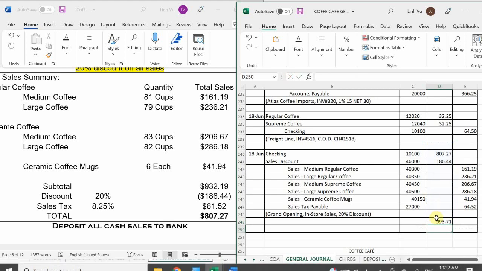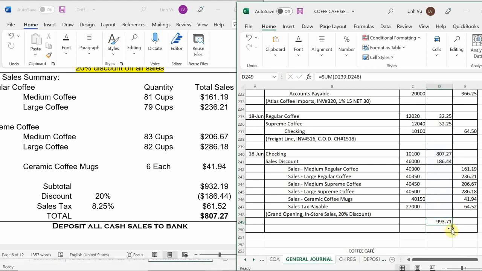So I have $993.71 on the left and 990 on the right. Ooh, I have a typo somewhere. I'm off by $3. So let's go over this again. 161, 236, 206, 284. Okay, I have 284. Oh wait, 286.